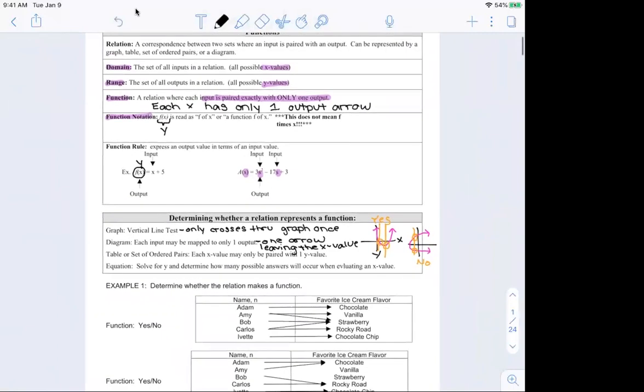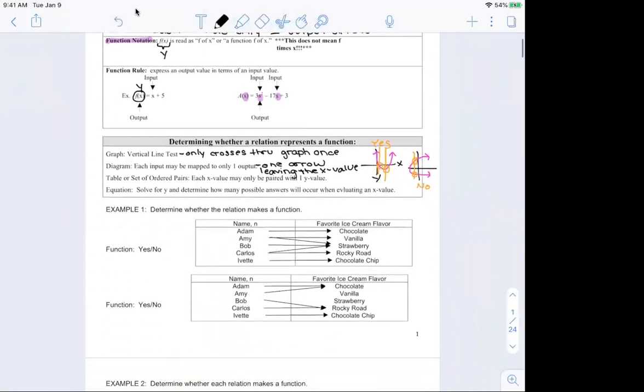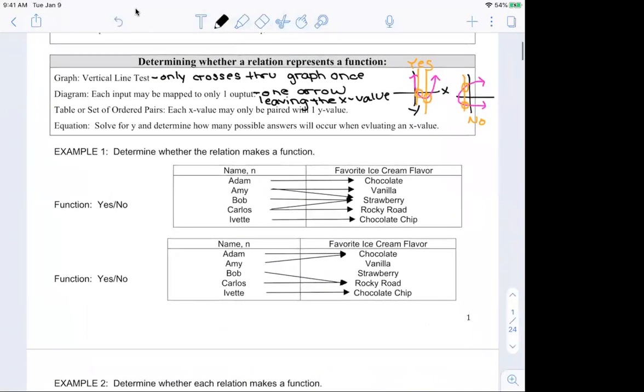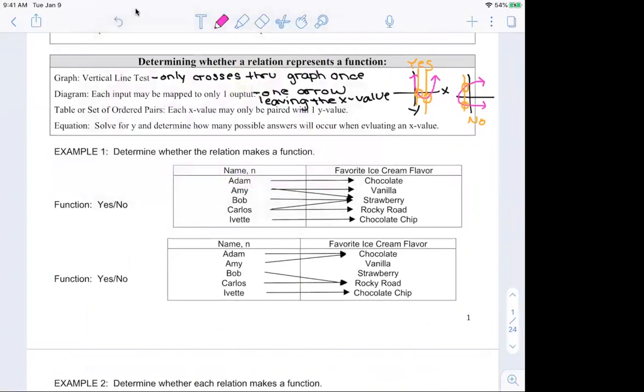And then an equation you can also look at, and we'll talk about that. So first, we're going to go ahead and decide, given a table and not even using numbers, is it a function? The problem here is if you take a look at Amy and Carlos, notice that there's two arrows leaving from the x values. So this is not a function.